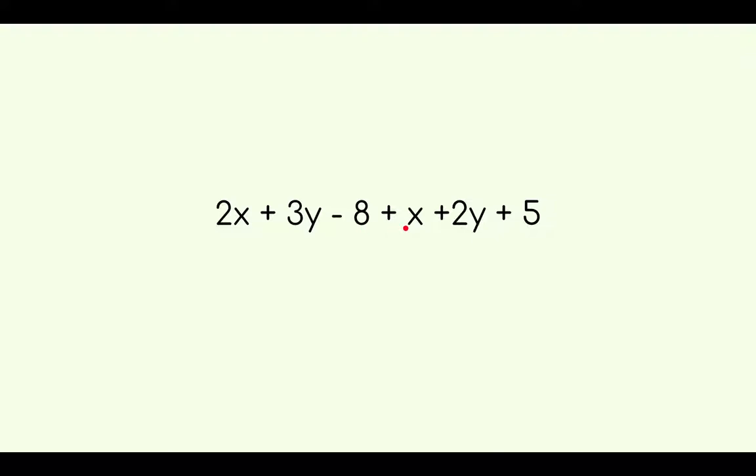Moving on, we have this plus x, and then there's a plus sign after, so that x alone is a variable term. And then we have plus 2y. This is another term, separated by these two plus signs. 2y is a variable term. Moving on, we have a plus 5. That is a constant term because it does not have a variable.